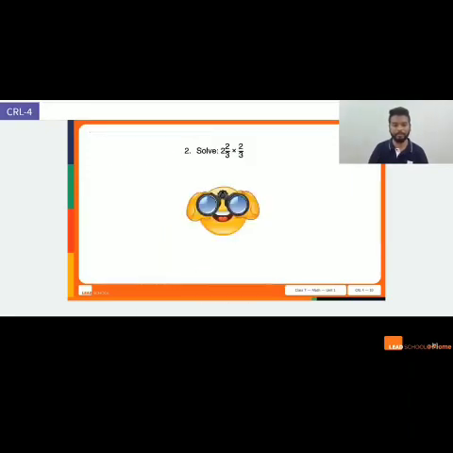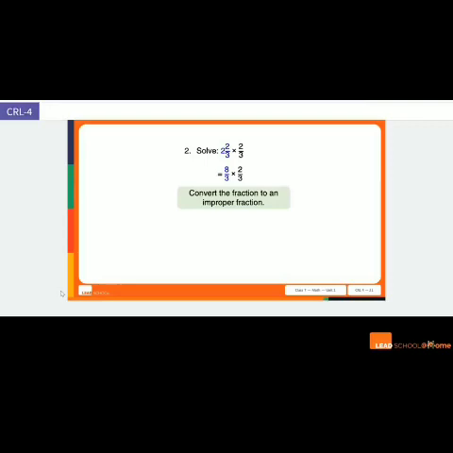Let us see how we can multiply a mixed fraction and a proper fraction. First, we convert the mixed fraction to an improper fraction. Now let's multiply the numerators of the fractions and then the denominators. 8 times 2 equals 16. 3 times 3 equals 9. Therefore, the answer is 16 out of 9.